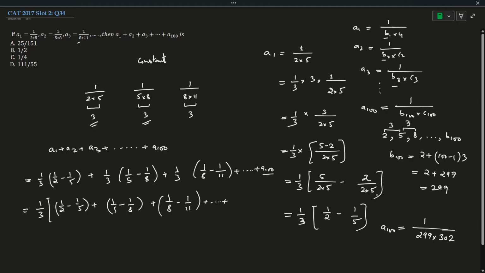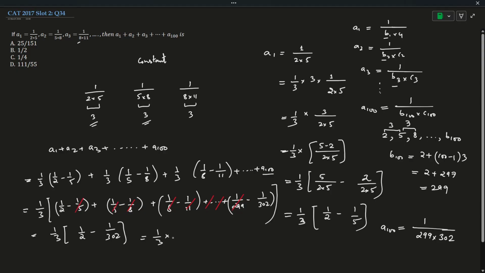The difference is 3, right? So this can be written as 1 by 299 minus 1 by 302, right? Now I can cancel off the terms. 1 by 5 minus 1 by 5 plus 1 by 5 minus 1 by 8 plus 1 by 8 minus 1 by 11 plus 1 by 11 will be there, and minus 1 by 299 plus 1 by 299. So I will be left with 1 by 3, 1 by 2 minus 1 by 302.